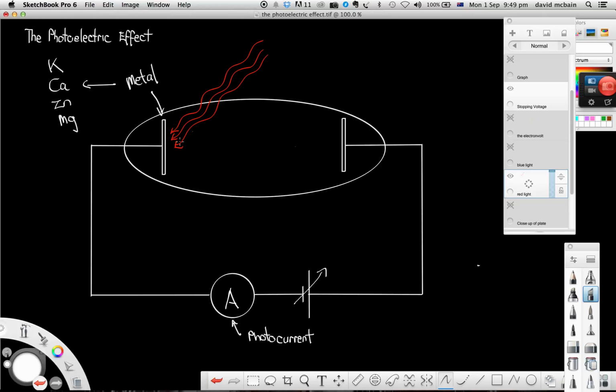Okay, so just to sum up, the idea was that we would shine light on this metal plate. Sometimes electrons would be knocked out, other times they would not. If an electron is knocked out, it goes to the other plate, and if it reaches the other plate, it will then go around the circuit, and we will measure it as a photocurrent. Okay, that's the introduction to the photoelectric effect.